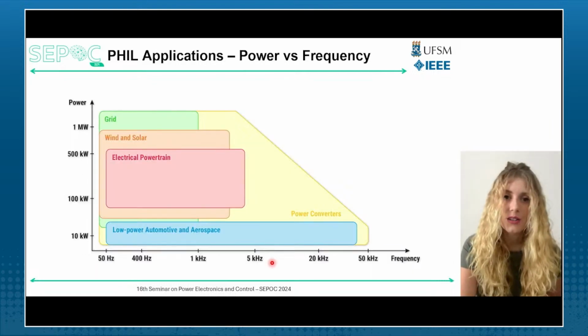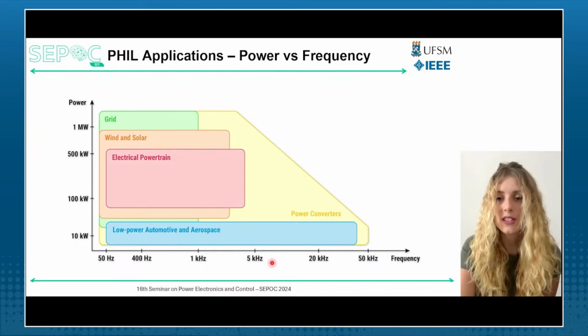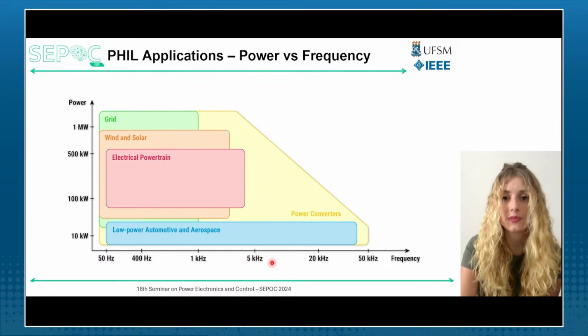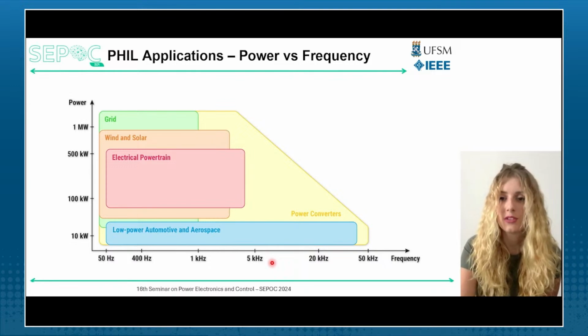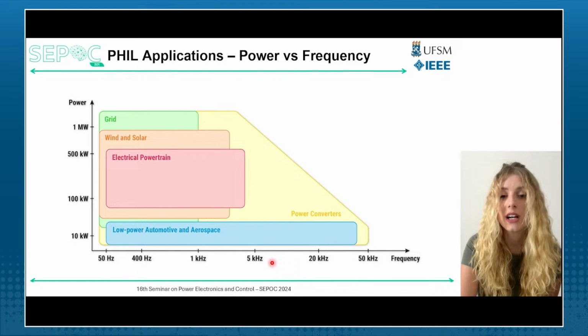On the next slide, we will see how we classify power applications when it comes to frequency and power levels. This is just an estimate based on what we've seen by now. So we split applications into different groups based on power levels and bandwidth. You can see here some applications which are grid-related applications, wind and solar, electric power trains which require higher powers and slightly lower bandwidth. And we have various power converter applications and low power automotive and aerospace applications which require low power but higher bandwidth.